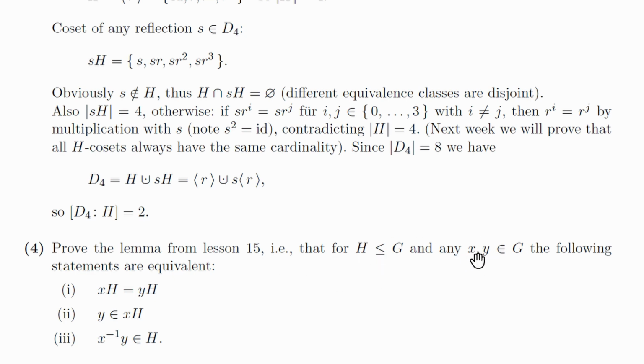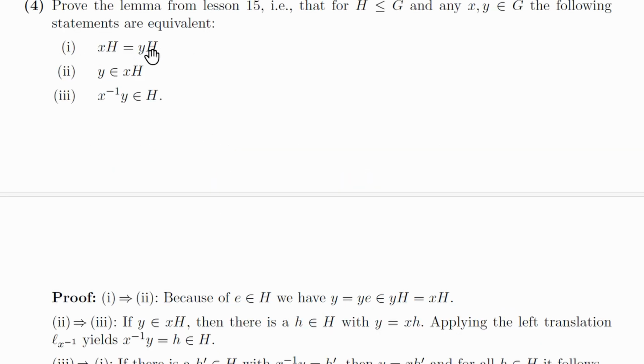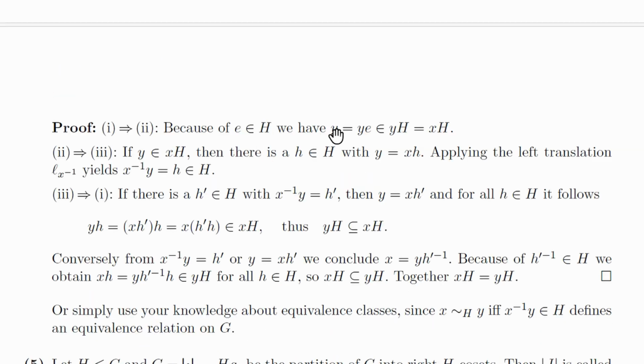We have a subgroup, 2 arbitrary elements in this subgroup, and we need to show that the following statements are equivalent. The left cosets are the same, that y lies in the left coset of x with respect to H, or that x inverse y lies in H. Okay, this is pretty straightforward. So if these here are the same, I can simply write y as y times e, but e lies in H, of course, because H is a subgroup. So y times e lies in y times H, which is by assumption x times H. So y lies in the coset of x.